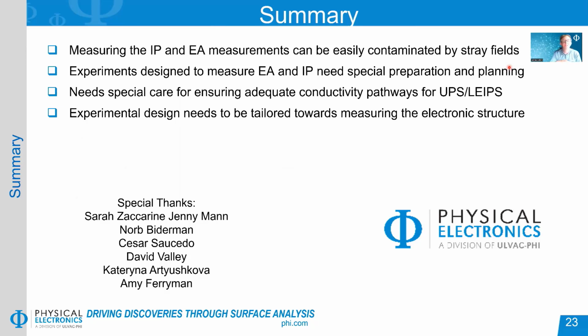Measuring the ionization potential and the electron affinity is a process that can be easily contaminated by stray fields or surface contamination or heterogeneity. And in order to counteract that, you need to design your experiment specifically around measuring those two properties. So this might be mounting your sample in a different way. It might be thinning it out so you have enough conductivity. But really, you need to tailor your experiment towards measuring those properties.